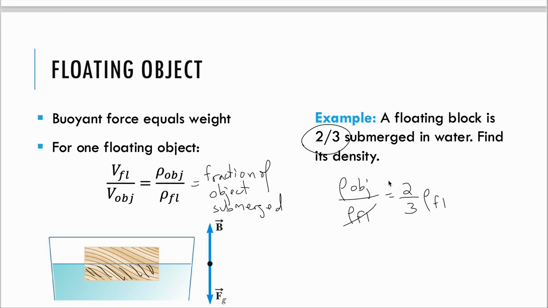And we know that the density of water is 1,000 kilograms per meter cubed. So we're going to get 667 kilograms per meter cubed. That's going to be the density of the object. So the object was 2/3 submerged, and it was 2/3 as dense as the water. And that's it for our Chapter 11 review video.